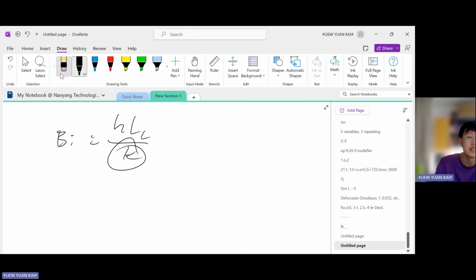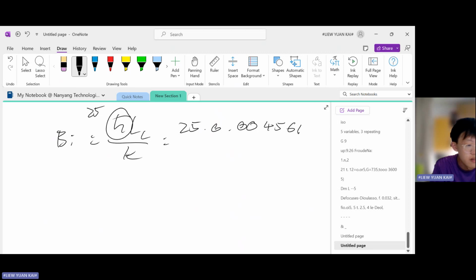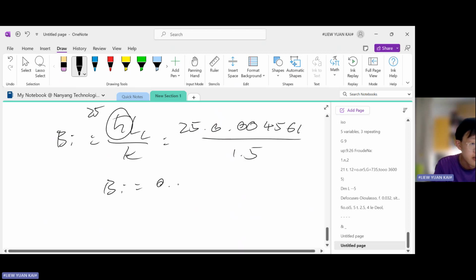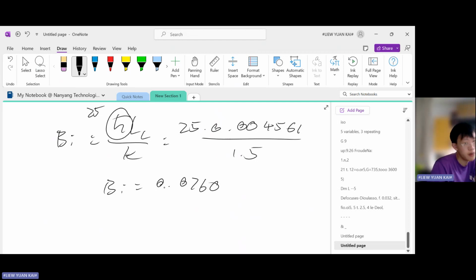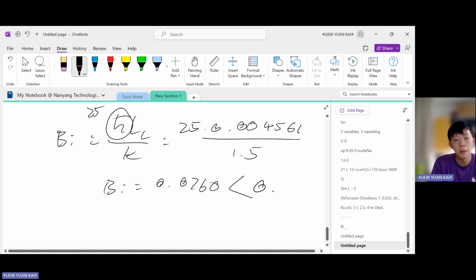k is the same because the bowl is still made out of porcelain. So the material didn't change, therefore k didn't change. But h has changed. It's now 25. So we need to find the new Biot number, 25 times Lc, which is 0.00561, divided by 1.5. So the Biot number is now 0.0760. Ask yourself, is this less than 0.1? Yes, it's less than 0.1.